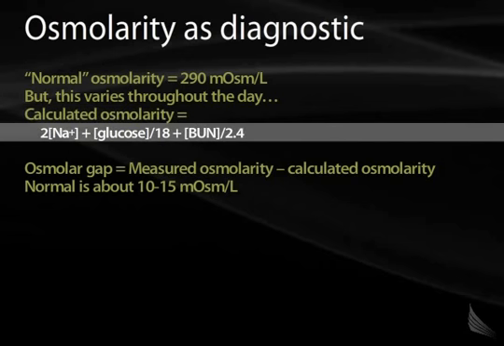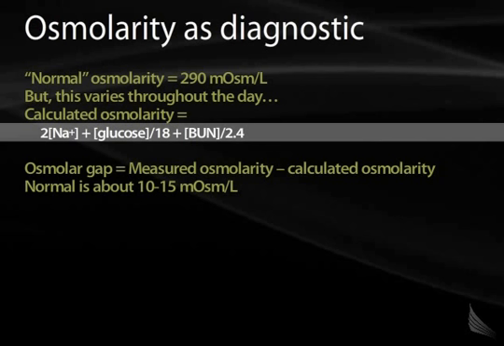2 times the number of sodium ions will account for the vast majority of ionic species in the blood. Glucose is another major source of osms in the blood, and the glucose concentration is divided by 18 in order to adjust the units such that the units match between sodium and glucose. Similarly, blood urea nitrogen, or BUN, is another major source of osmolarity in the blood, and that's incorporated into this equation as well, and is also divided by a correction factor of 2.4.